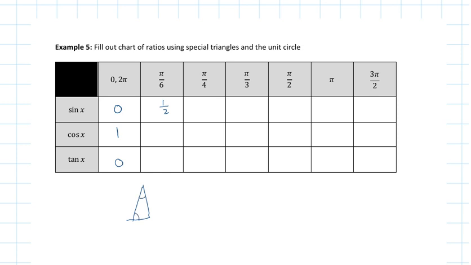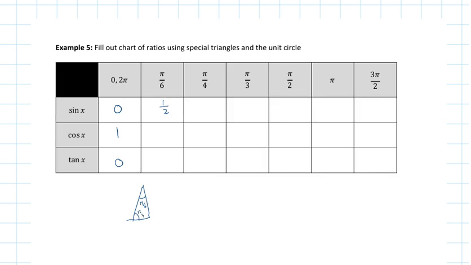If I'm looking at pi over 6, sine of pi over 6 is opposite over hypotenuse, so that's 1 over 2. Cosine x is adjacent over hypotenuse, so it's going to be square root of 3 over 2. And tan x is opposite over adjacent, which is 1 over square root of 3. You can also write it as square root of 3 over 3. Doesn't matter which one you use, I'm okay with either.